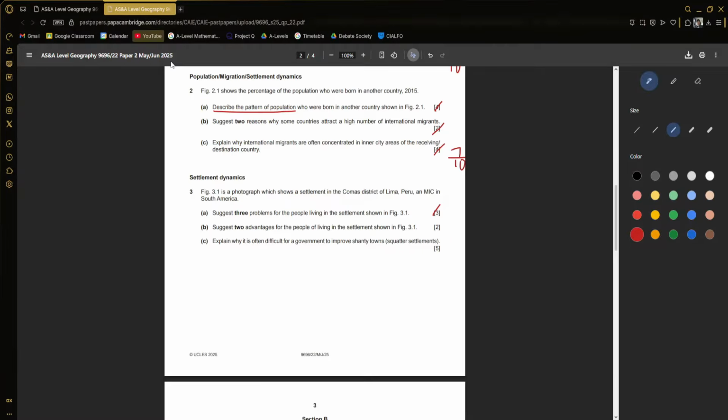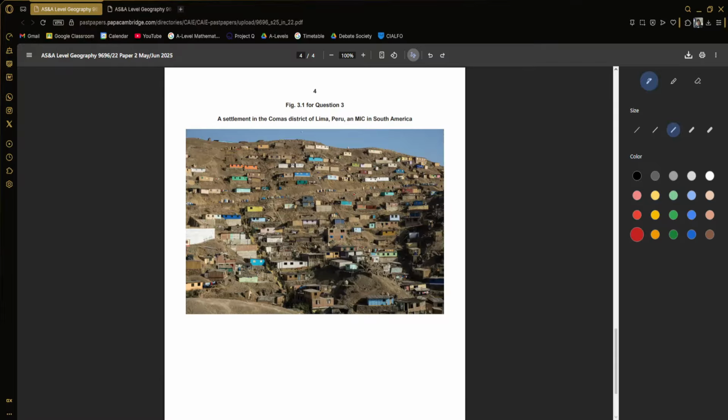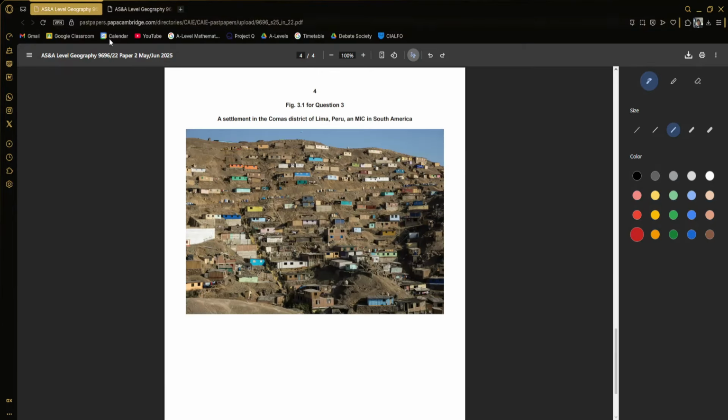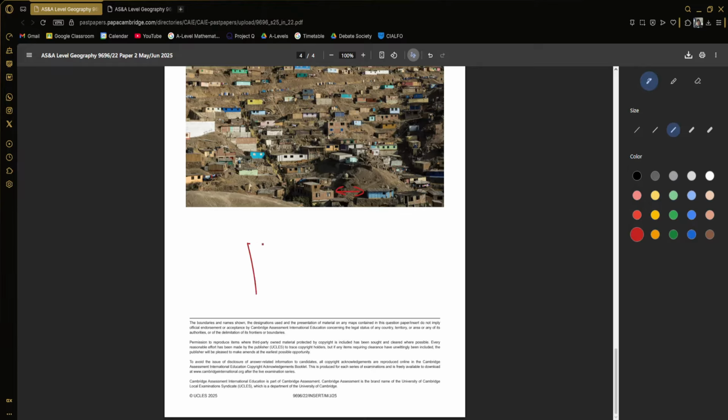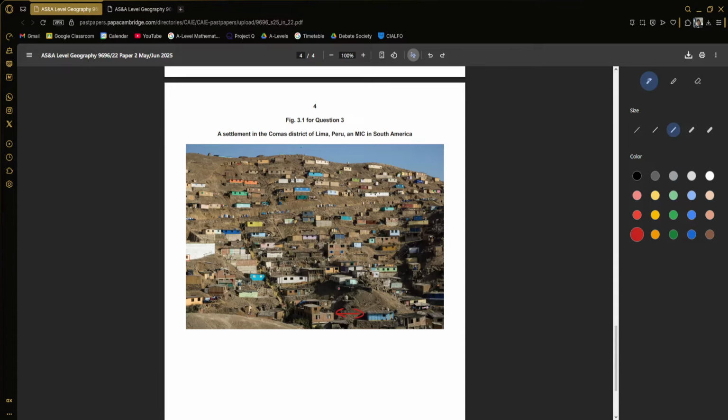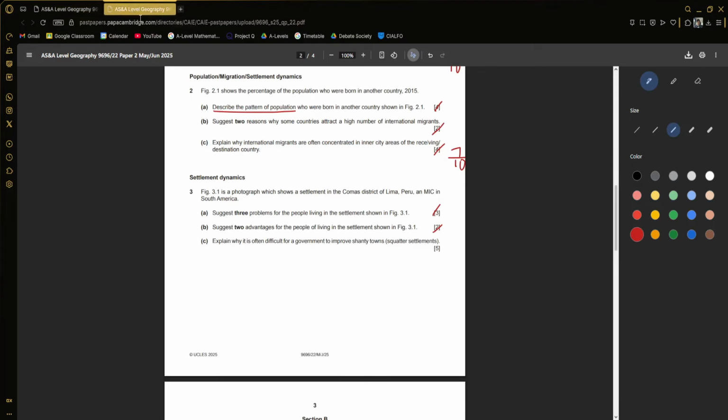To be honest, advantages are really difficult to find. I only got 1 out of 2 for this one, but there are also things you can see, like how there's quite a lot of space. The buildings between these things are quite large compared to where you're stuck in a city where you live next to your neighbor. So there's more privacy for you if you're more spacious compared to your neighbor. So that is one thing as well.